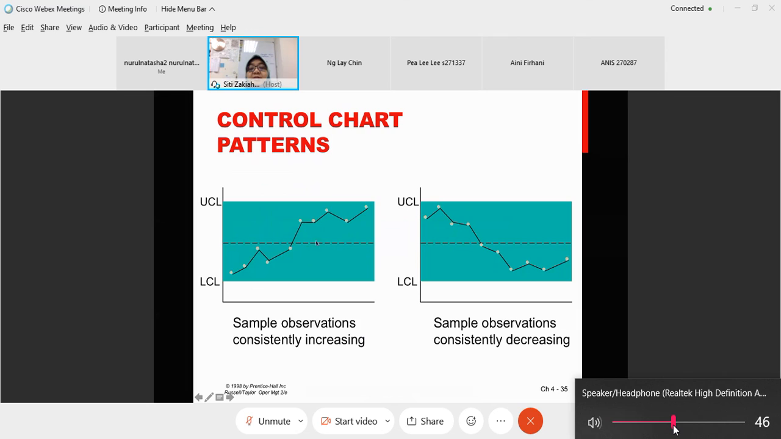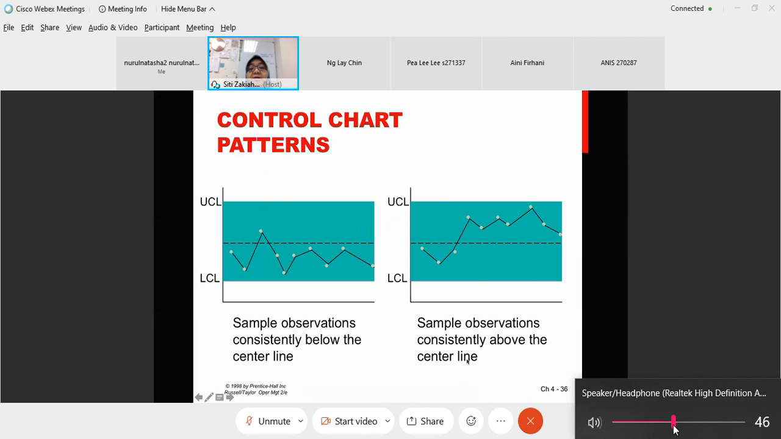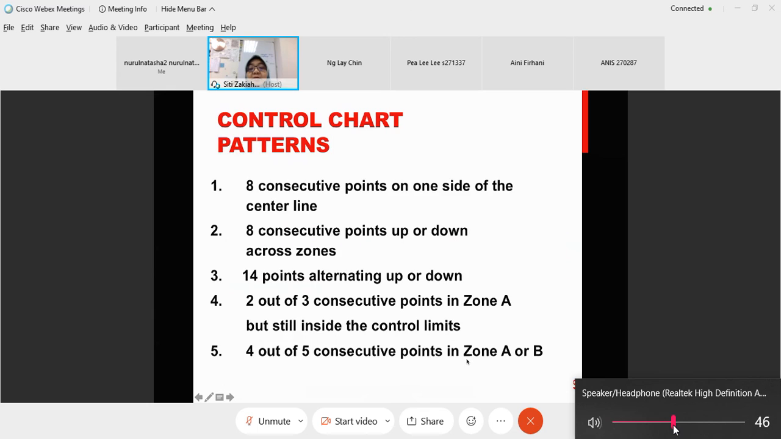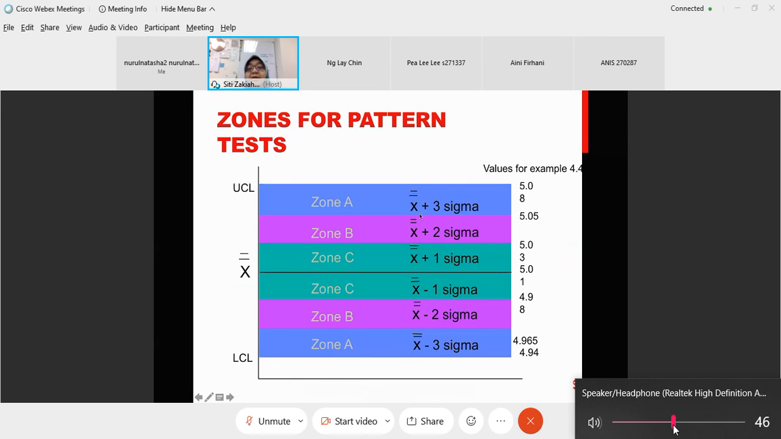See? Constantly going up and down. So you look: 8 consecutive points on one side of the center line, 8 consecutive points up and down, which is what we looked at earlier, 14 points alternating up and down, 2 out of 3 consecutive points in zone A but still inside the control limit, 4 out of 5 consecutive points in zone A or B. You look here, there are zone A, zone B and so on. Then you see where the sigma is and where the X bar is, so you will know whether the process is in control or out of control.